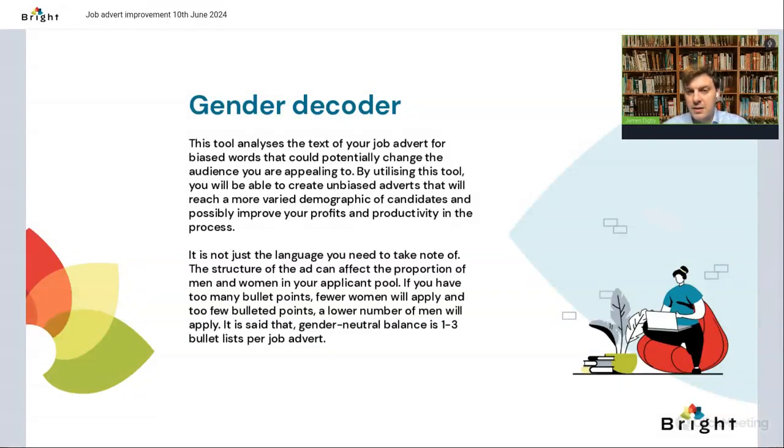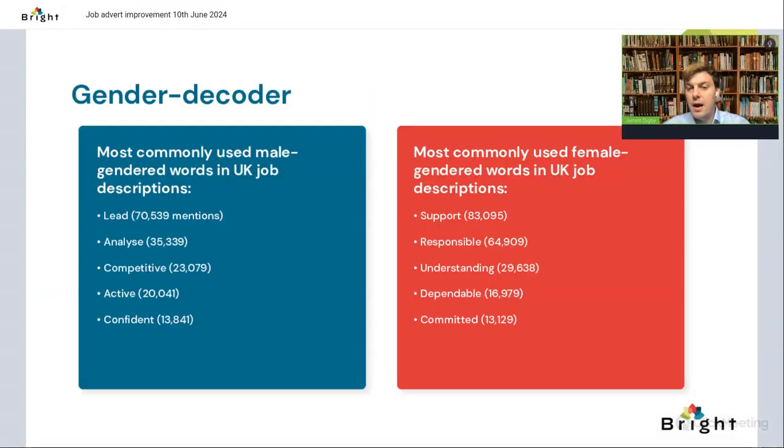A lot of job boards have these built in, and they typically focus on gender. They're the first ones that have been implemented, and they are interesting. Some people may not believe in them. Some people may see it as particularly weak science, but it is typically based on data and vast quantities of data. So the research from one of these gender decoders, for example, showed that male words that attracted more males than females were typically things like lead, analyze, competitive. And the words that were attracting more females than males were typically support, responsible, understanding, dependable, committed.